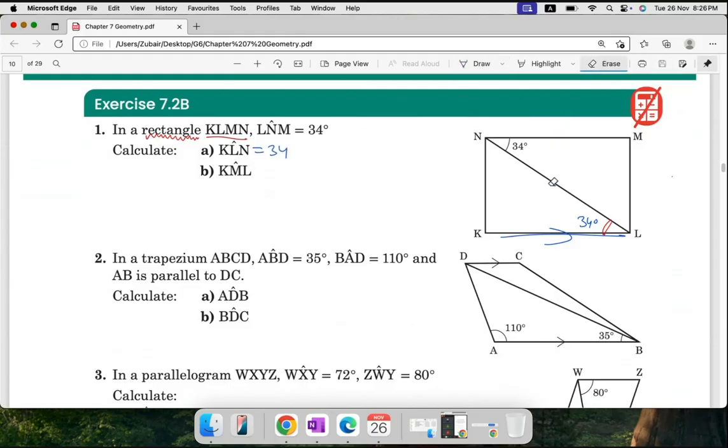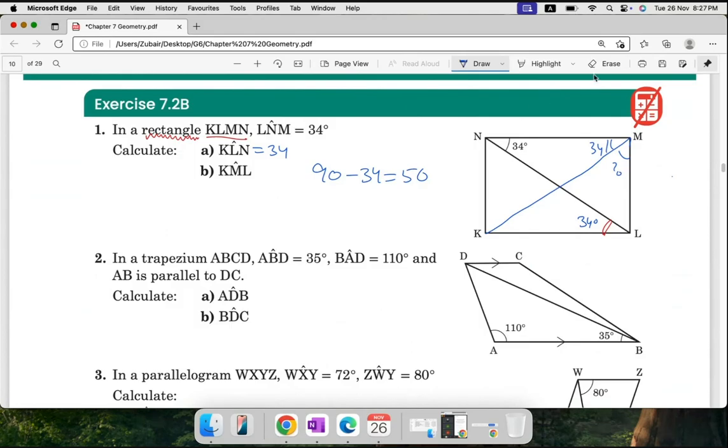The next one says KML. This is K, that's M, and then L. So that will also be 34. Yes, the top one is 34, and this one, we need to find this. Yes, 90 minus 34 is 56.